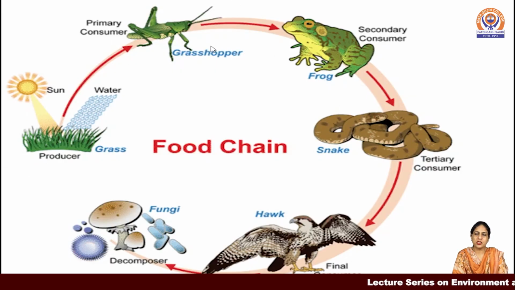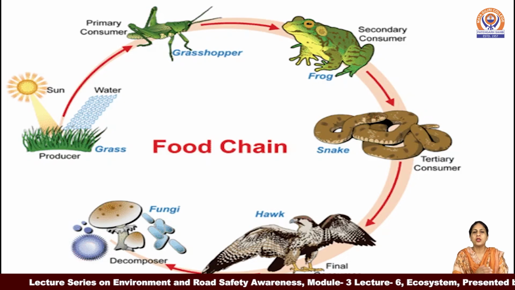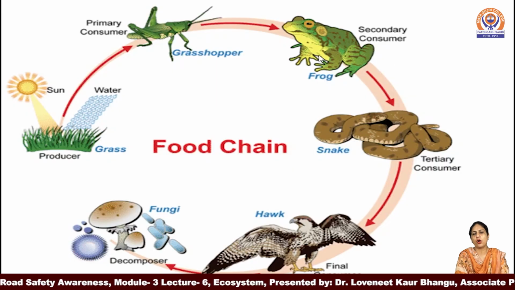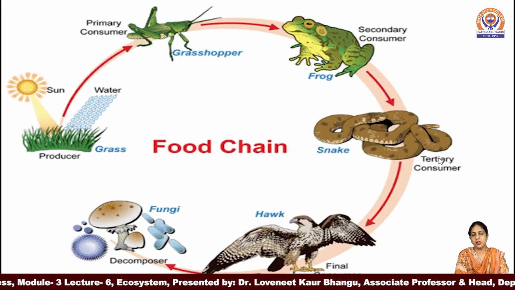Whereas these next organisms like the grasshopper feed upon these producers. And again, the frog is feeding upon grasshopper, snake is feeding upon frog, hawk is feeding upon snake and so on. So all these organisms are feeding on other organisms to get their food. That is, they are not producing their own food. So all of these are known as consumers. So the first consumer that is feeding on the producer is known as primary consumer, whereas the second in chain, the frog, that is feeding upon this grasshopper is known as secondary consumer, next tertiary consumer and final consumer.